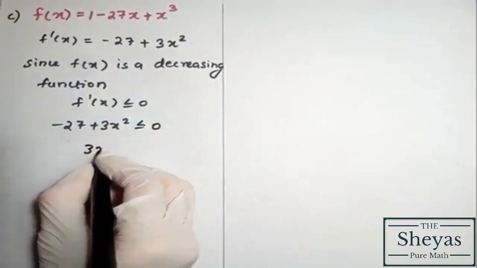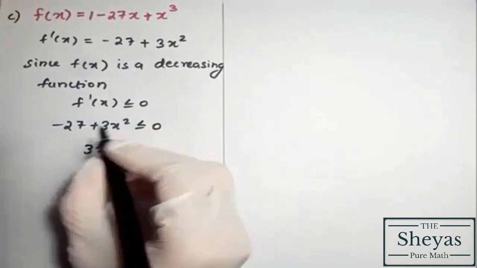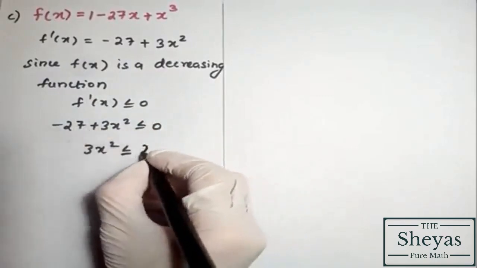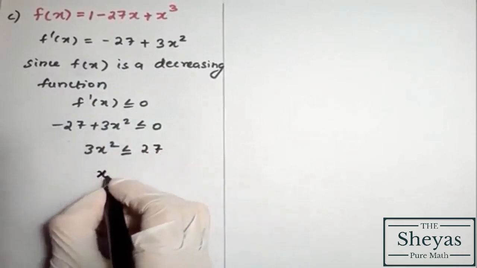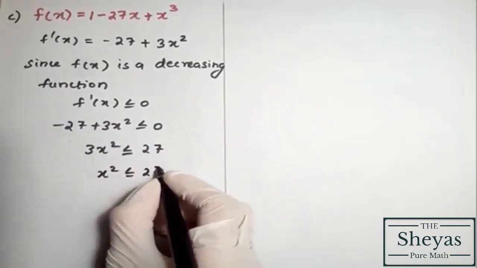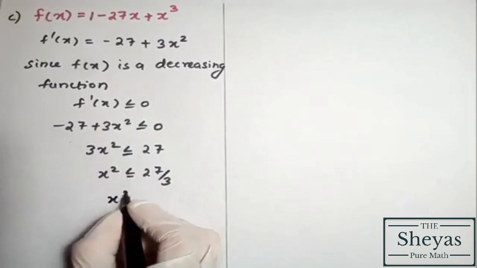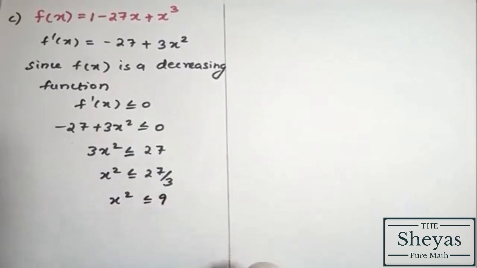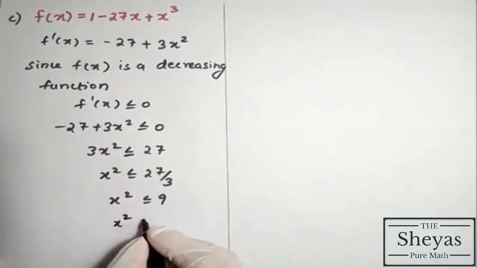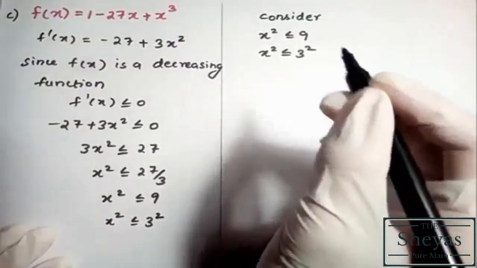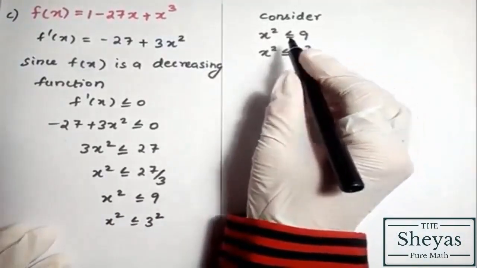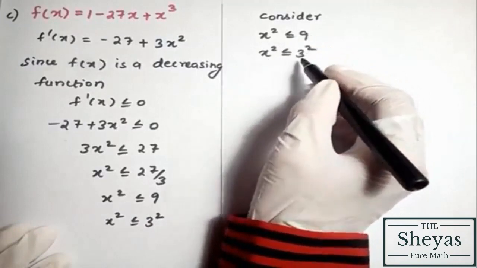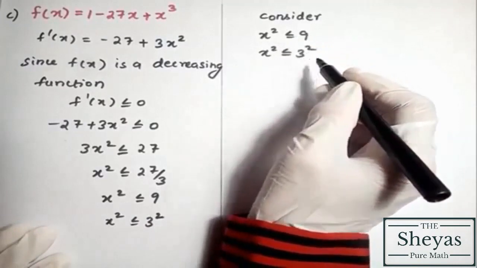So I am keeping 3x square as such, then taking this 27 to the other side. So 3x square less than or equal to 27, so x square less than or equal to 27 by 3, so x square less than or equal to 9. Once you get this x square less than or equal to 9, this can be written as x square less than or equal to 3 square.